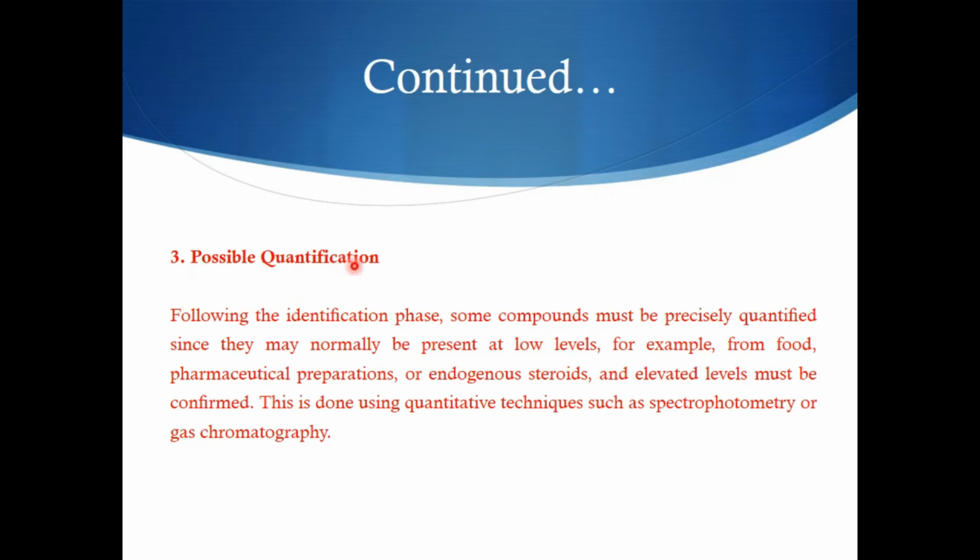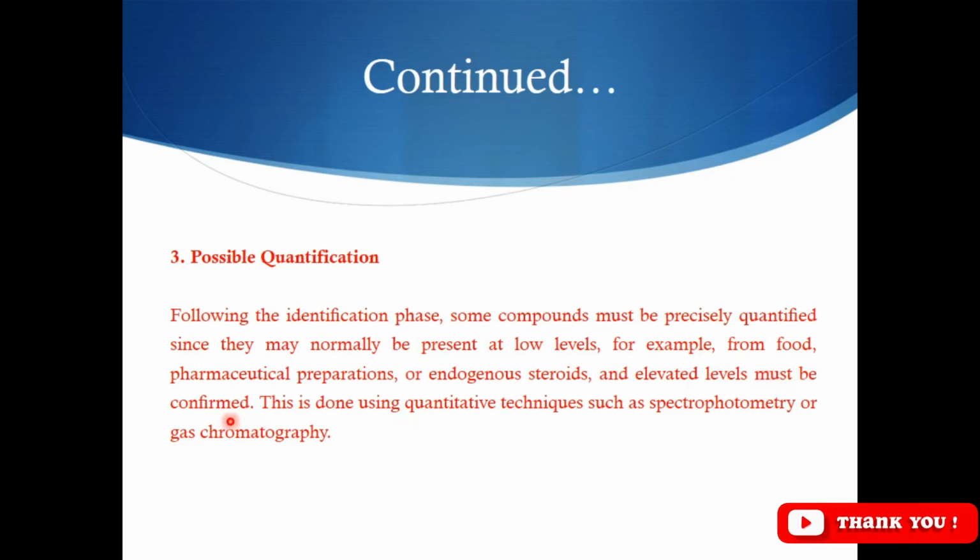So then we need to quantify it, as I have already mentioned that quantification needs more time and is much more expensive. Following the identification phase, some compounds must be precisely quantified since they may normally be present at low levels, for example from food, pharmaceutical preparations or endogenous steroids, and elevated levels must be confirmed.